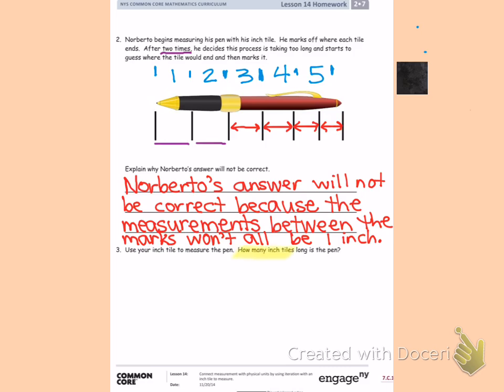That's the question we have to answer. The pen is 5-inch tiles long. That's it. We're done with this page.